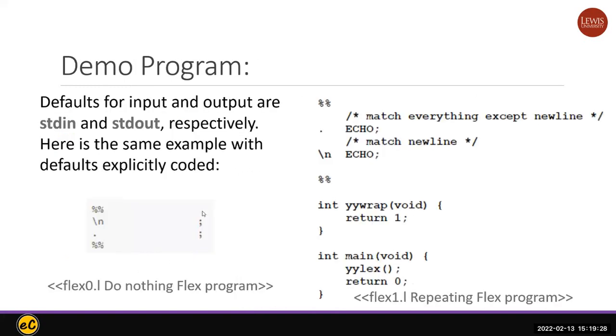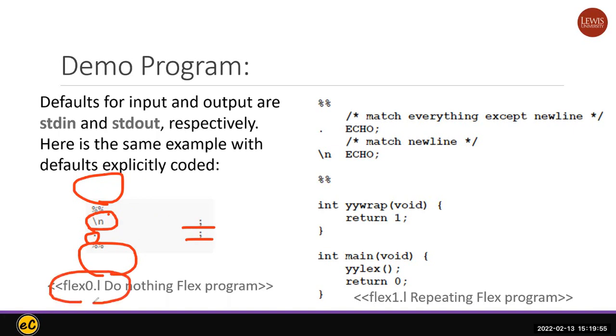user program. Okay, so let's look at a simple example. Right here, in part one, we don't have any definition. In part two, we look at a single letter, we do nothing. And then \n, we do nothing. In the main program, we do nothing. So this one is for flex 0.